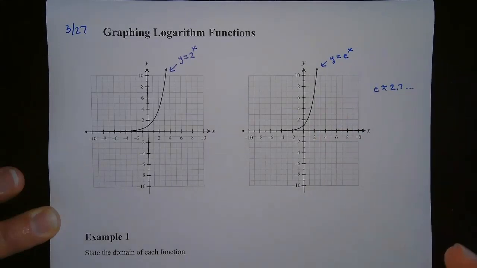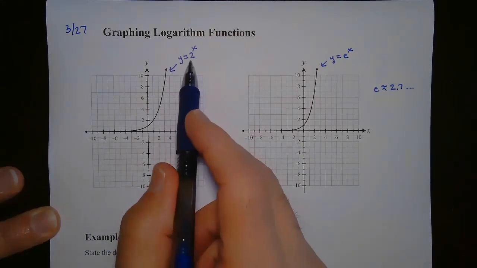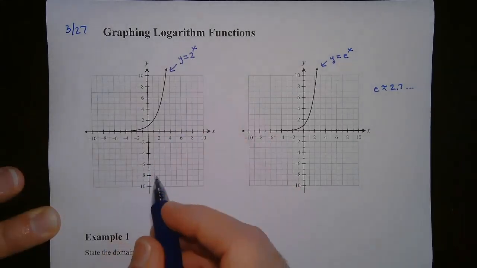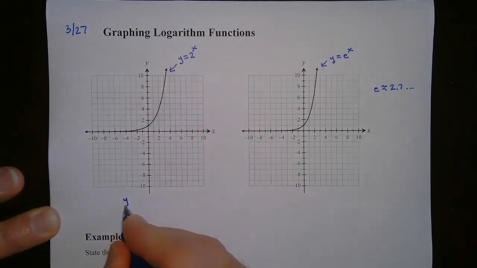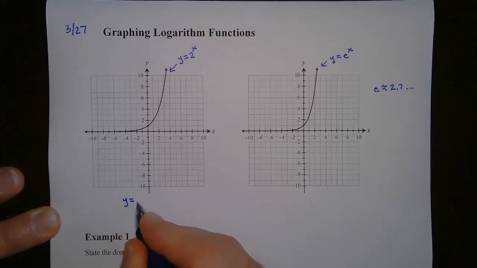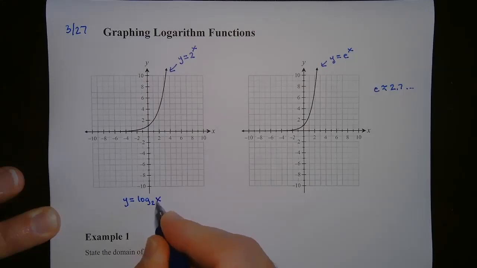Okay, so what are the inverses of these? Well, they're logarithms, right? That's what we've been studying. So how do we undo base 2? We take the log base 2, right? So this is the graph that we're going to graph by hand: y equals log base 2 of x.